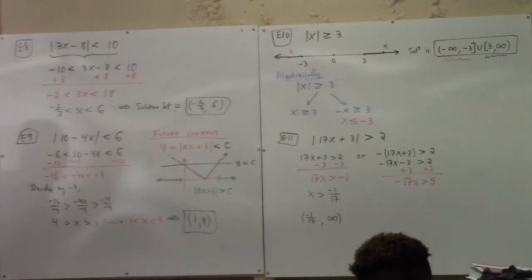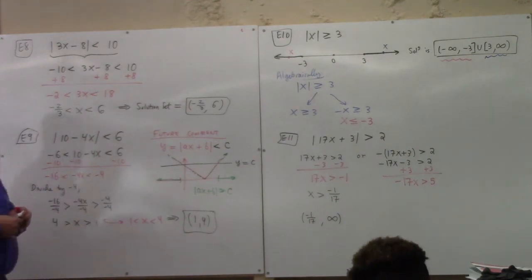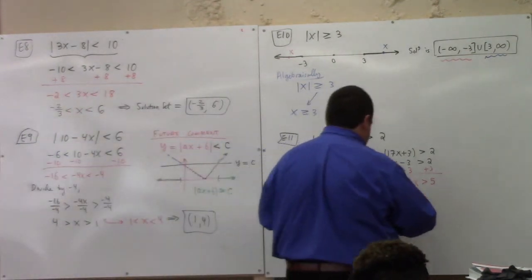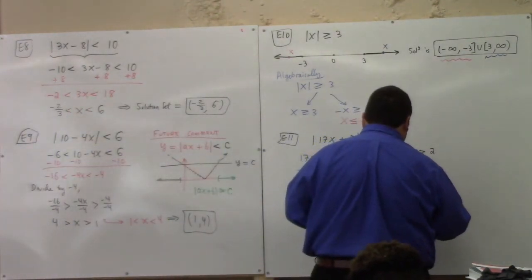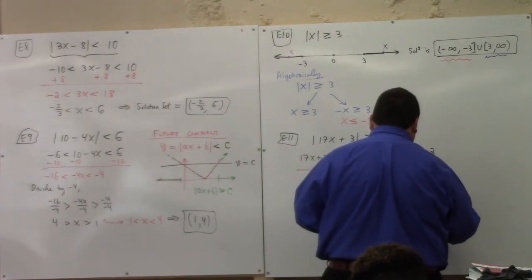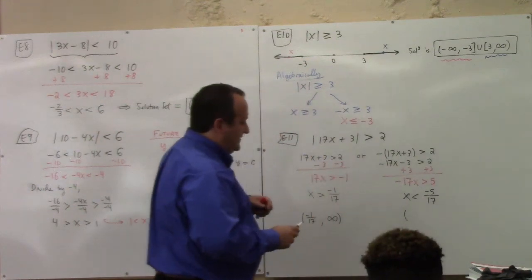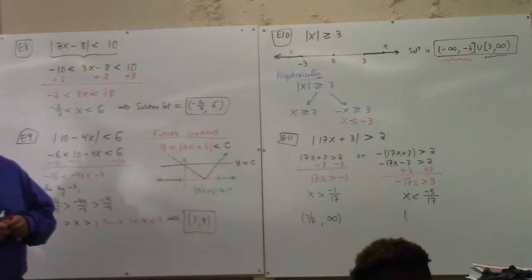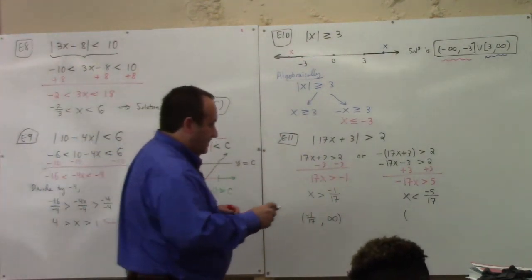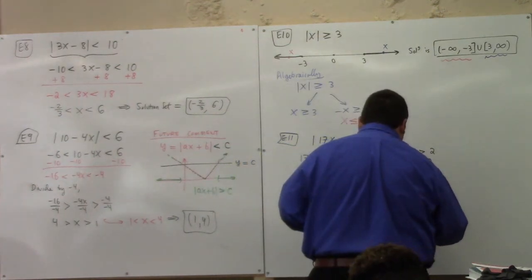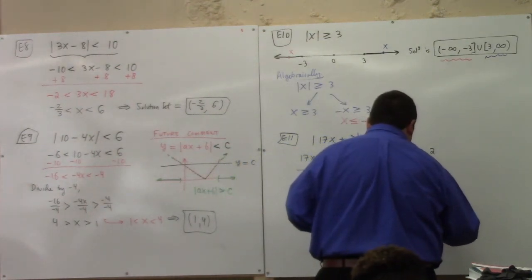Now on the other one, I got to divide by minus 17. That does what? Less than minus 5 over 17, right? So that means that x is to the left of minus 5/17 on the number line. So I go minus infinity to minus 5/17.